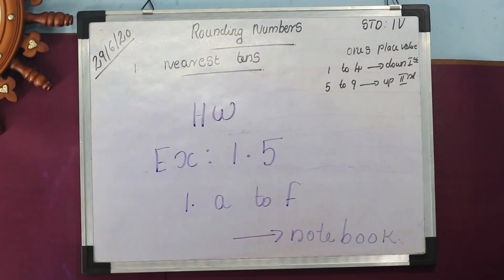All of you do the homework. Exercise 1.5, first section, round off the numbers nearest to tens, A to F.